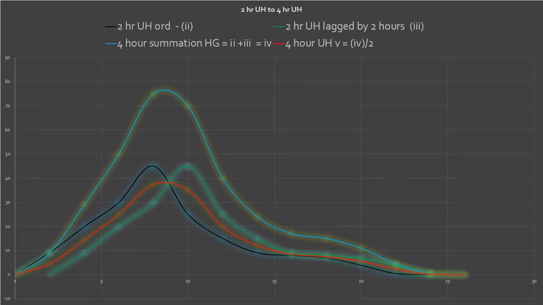Now this is the graph of the numerical problem that we have done. Here the 2-hour unit hydrograph is given, that is, this black line is the 2-hour unit hydrograph, and after that, in the second step, we lagged the hydrograph by 2 hours. So this green line is the 2-hour lagged unit hydrograph, that is, it starts from 2 on the x-axis, where the x-axis is time, so 2 hours. We simply skip the first given curve from 0 to 2, and follow the same curve itself. Now after that we will find the 4-hour summation curve.